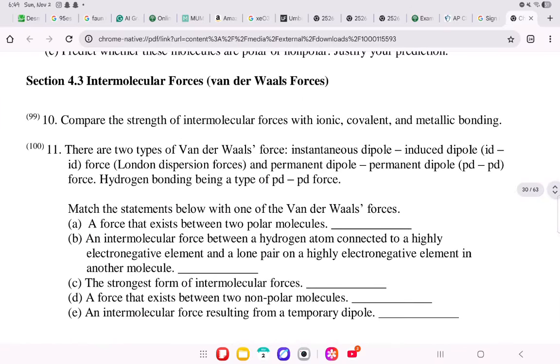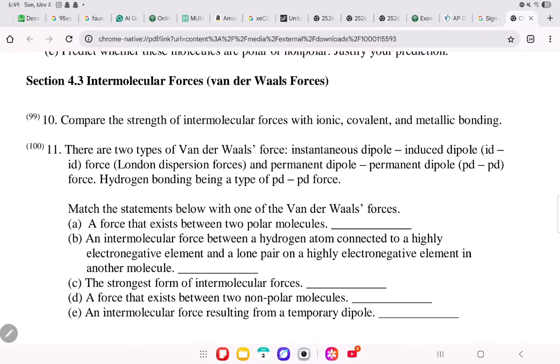Okay, question number 10. Compare the strength of intermolecular forces with ionic, covalent, and metallic bonding. Very simply, what you need to know is that intermolecular forces are weaker than ionic, covalent, and metallic bonding. So you just need to say that it is weaker.